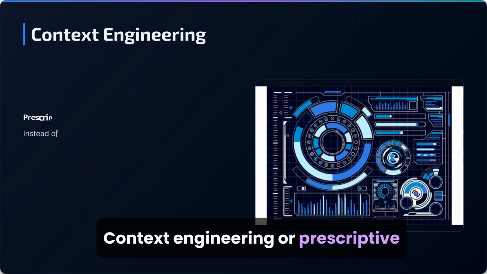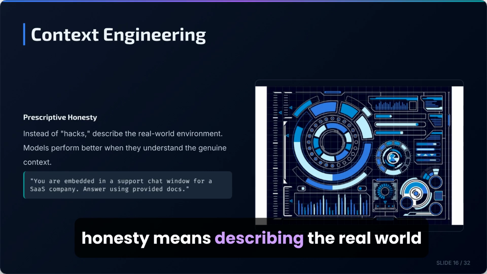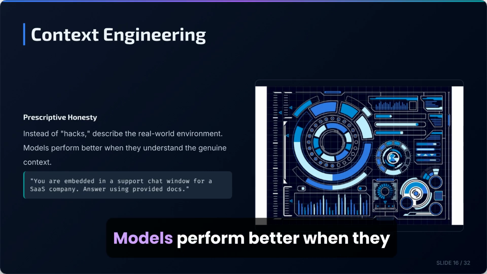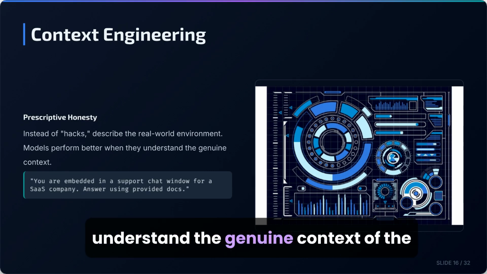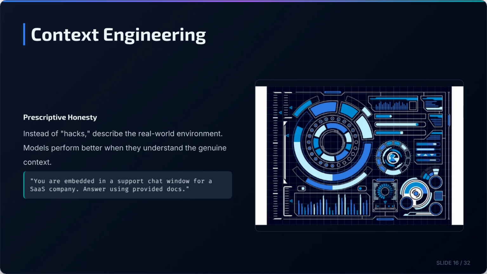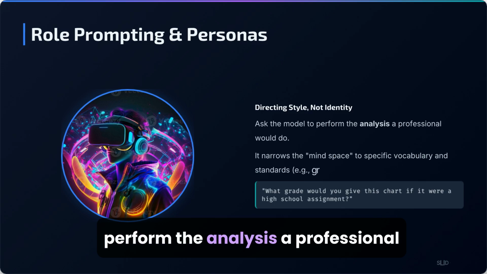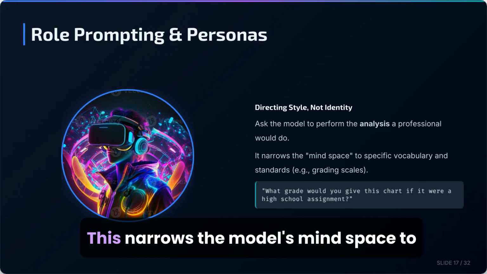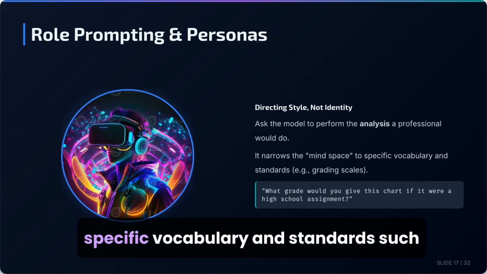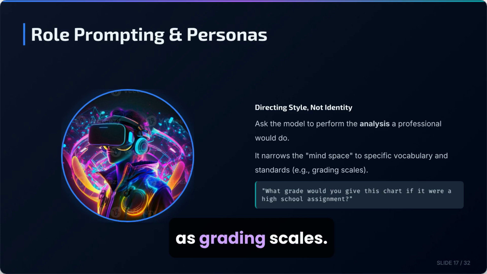Context engineering, or prescriptive honesty, means describing the real-world environment. Models perform better when they understand the genuine context of the task. Role prompting asks the model to perform the analysis a professional would. This narrows the model's mind space to specific vocabulary and standards, such as grading scales.